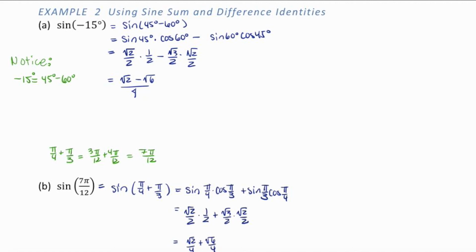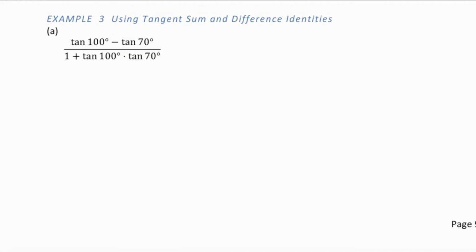Let's look at example 3. Example 3, using tangent sum and difference identities. We have tangent of 100 degrees minus tangent of 70 degrees divided by 1 plus tangent 100 times tangent of 70 degrees. So which identity does this remind you of the most? If you said tangent of 100 minus 70 degrees, you are correct. This becomes tangent of 100 degrees minus 70 degrees, which is just the tangent of 30 degrees.